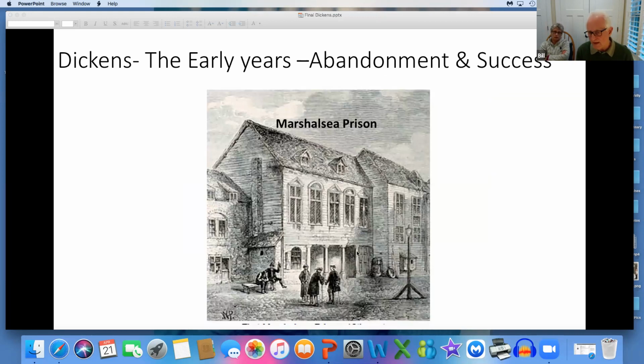Now, the family continued to live outside for a short period of time, but your family could go and live with you in debtor's prison too. So he takes the whole family except Elizabeth, who's at school, and Charles, who's working at the blacking factory, and they all move into Marshalsea prison together. Now, John has to stay there, but the rest of the family can come in and go out.